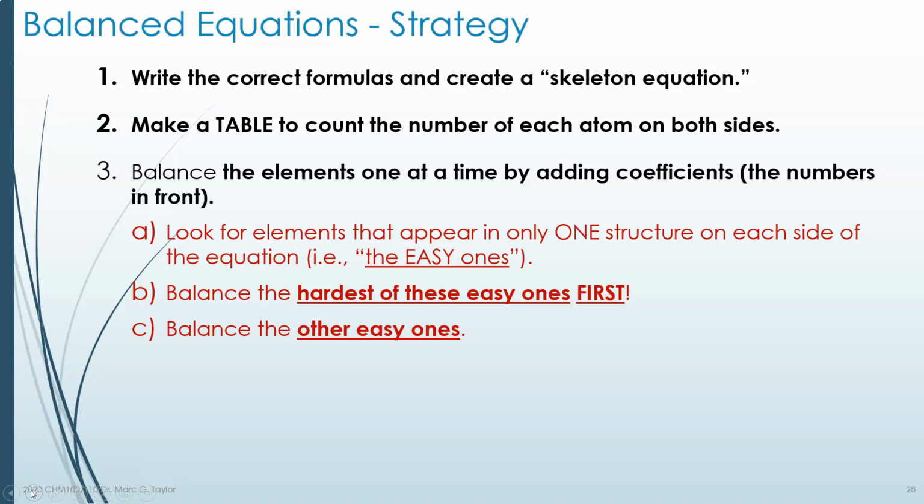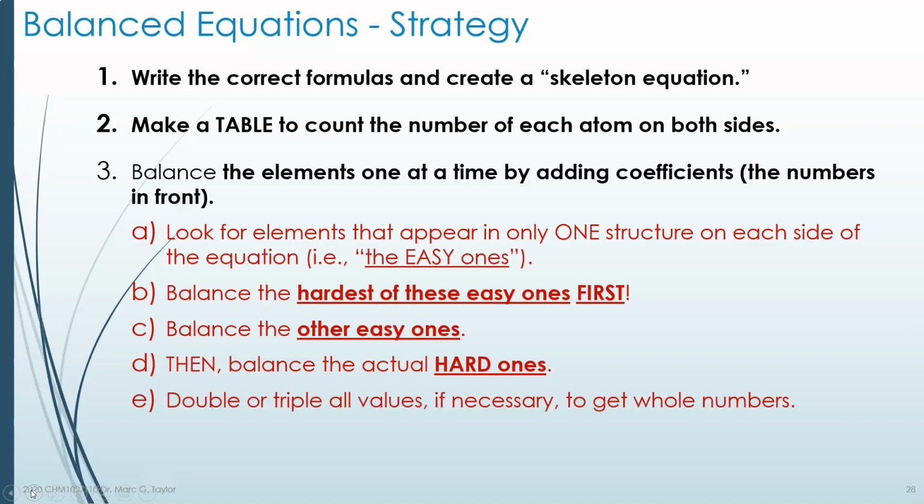Once you're done with all the easy ones, you now balance the hard ones. What are hard ones? Hard ones are ones that appear in two reactants or two products or more. If they appear in more than one reactant or more than one product, in other words, they appear in more than one formula on the left or on the right, those will make those very difficult to balance without other information. So you always want to do those absolutely last.